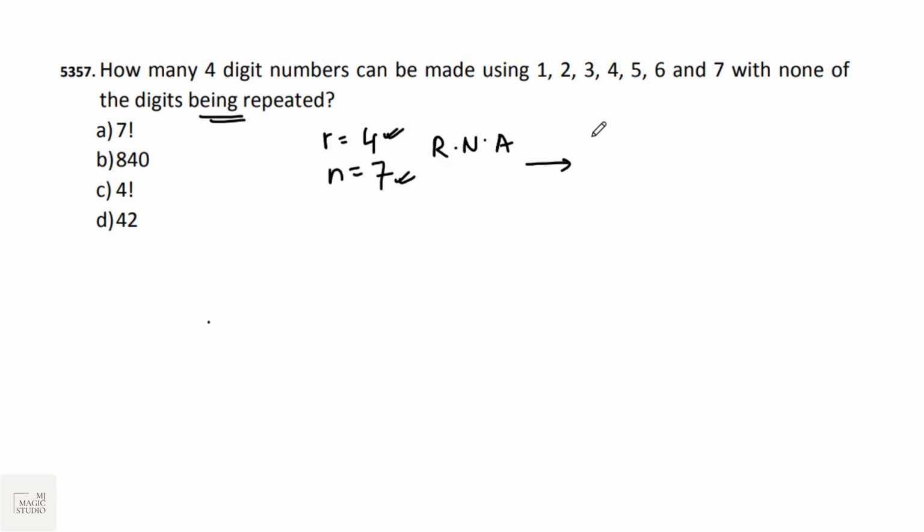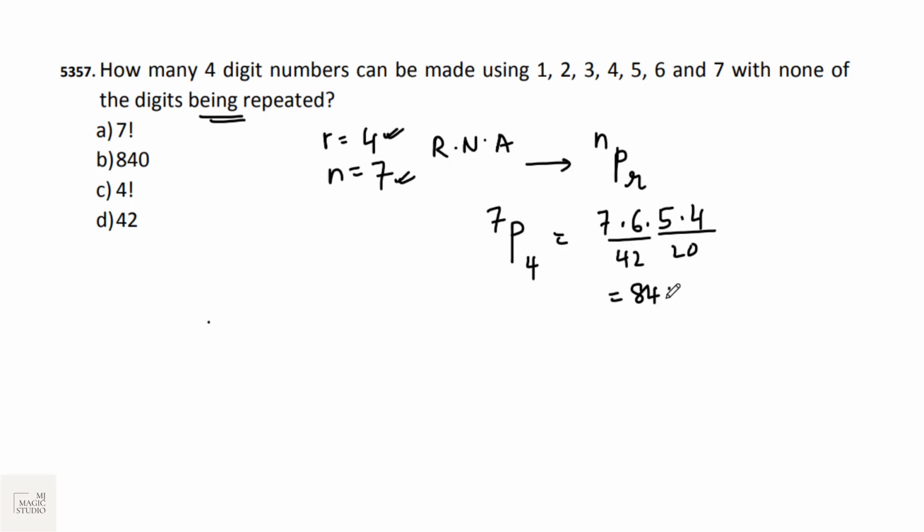We know that we can use our formula directly, that is nPr. So the number of 4-digit numbers we are looking for is 7P4. That is 7 into 6 into 5 into 4. 20, 42, 840. Option B is the pick.